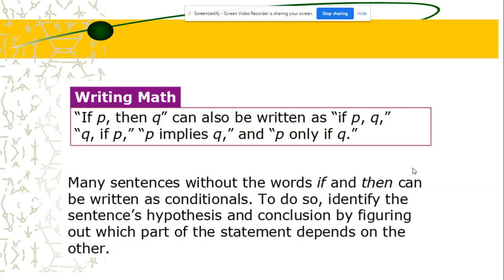So when writing math, if P then Q can also be written as if P, Q. Q if P, or P implies Q, and P only if Q. Lots of ways you can write a conditional statement, the if and then. Do not worry about memorizing all of these. It's just a note that you can always refer back to, and we'll talk about it more as we move through the unit.